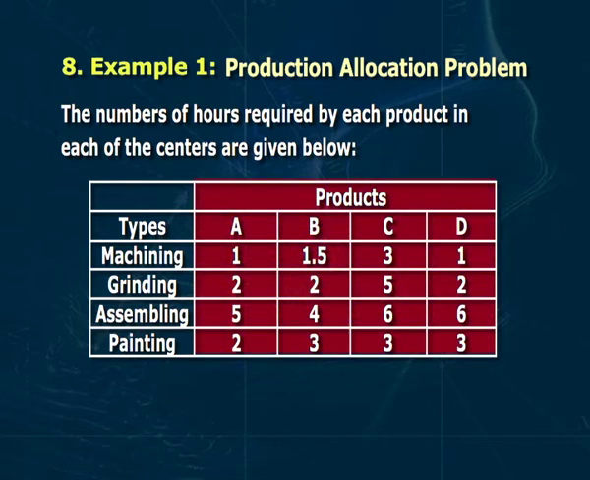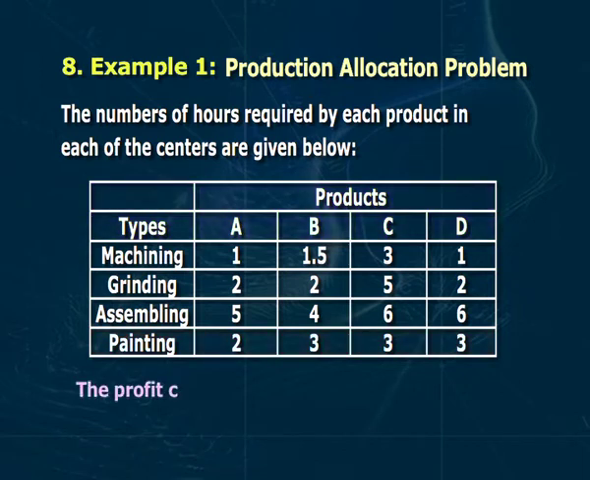We have the 4 products A, B, C, D, and the first column denotes the different types: machining, grinding, assembling and painting. The values for machining for the 4 products A, B, C, D are 1, 1.5, 3, 1. Similarly, for grinding it is 2, 2, 5 and 2. For assembling 5, 4, 6, 6 and painting 2, 3, 3 and 3.